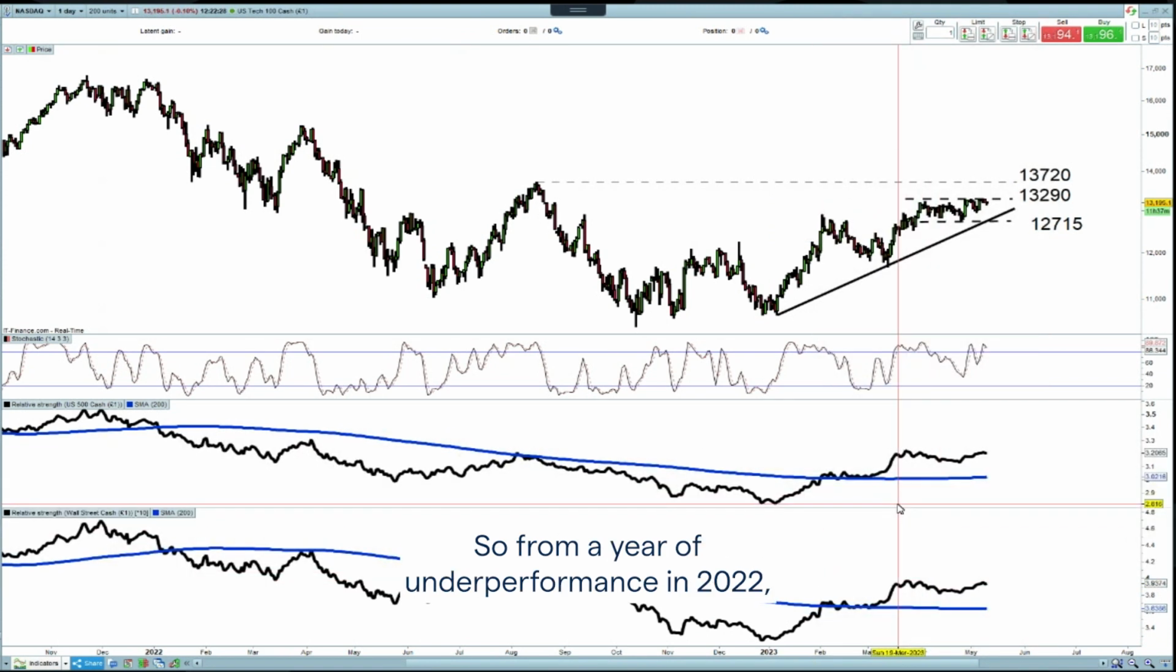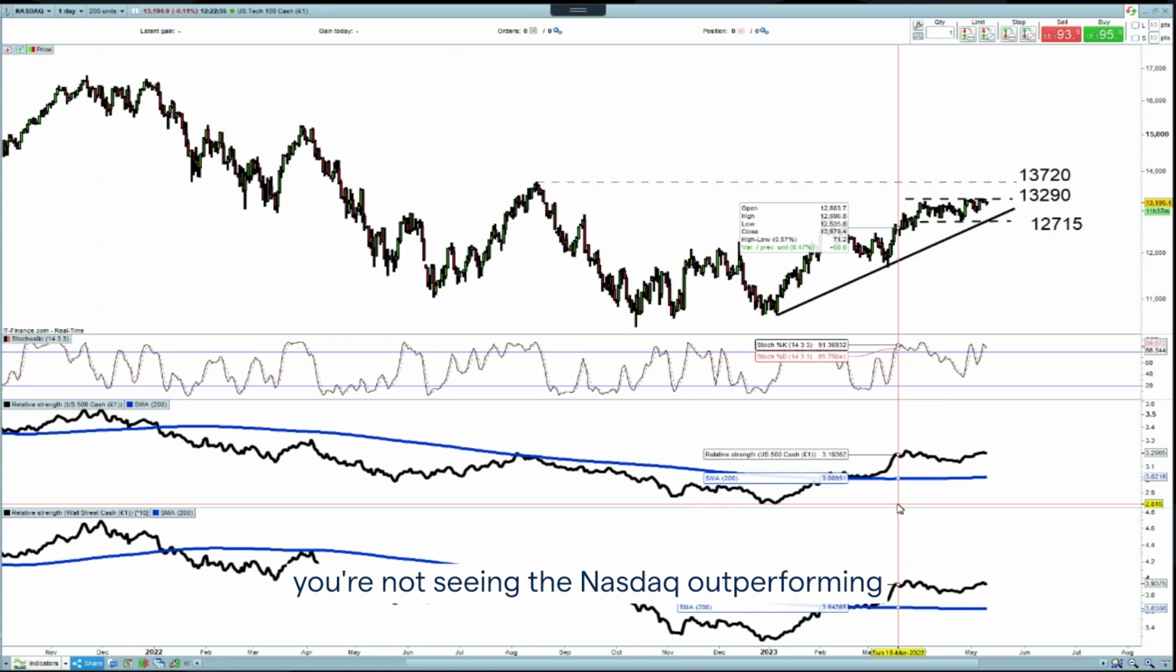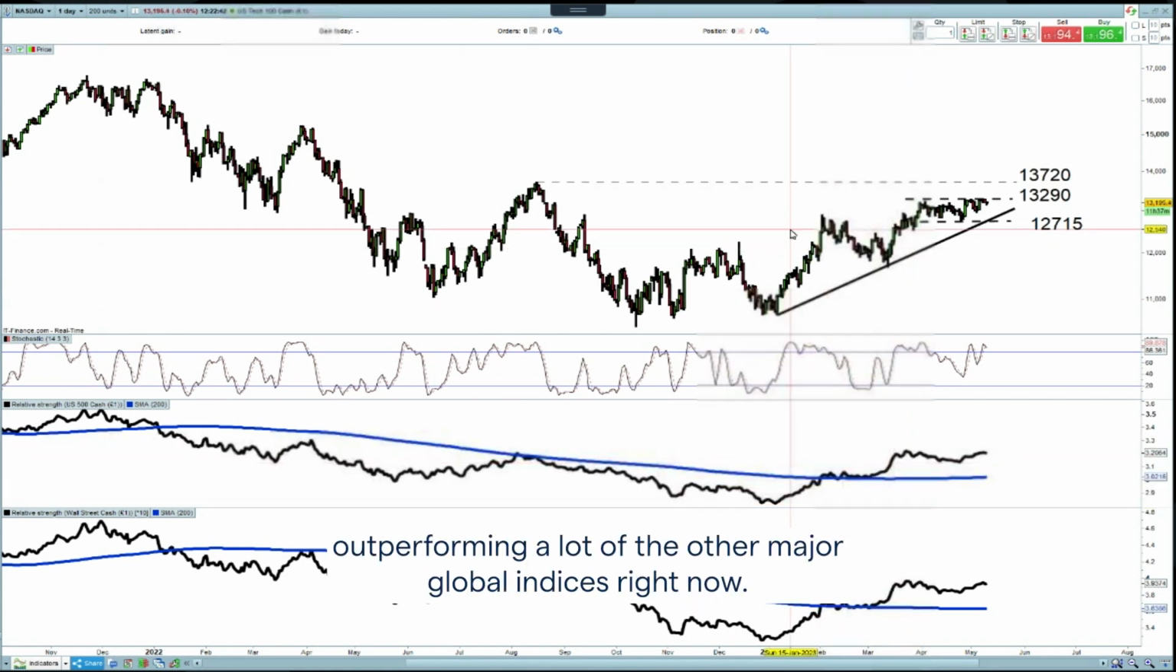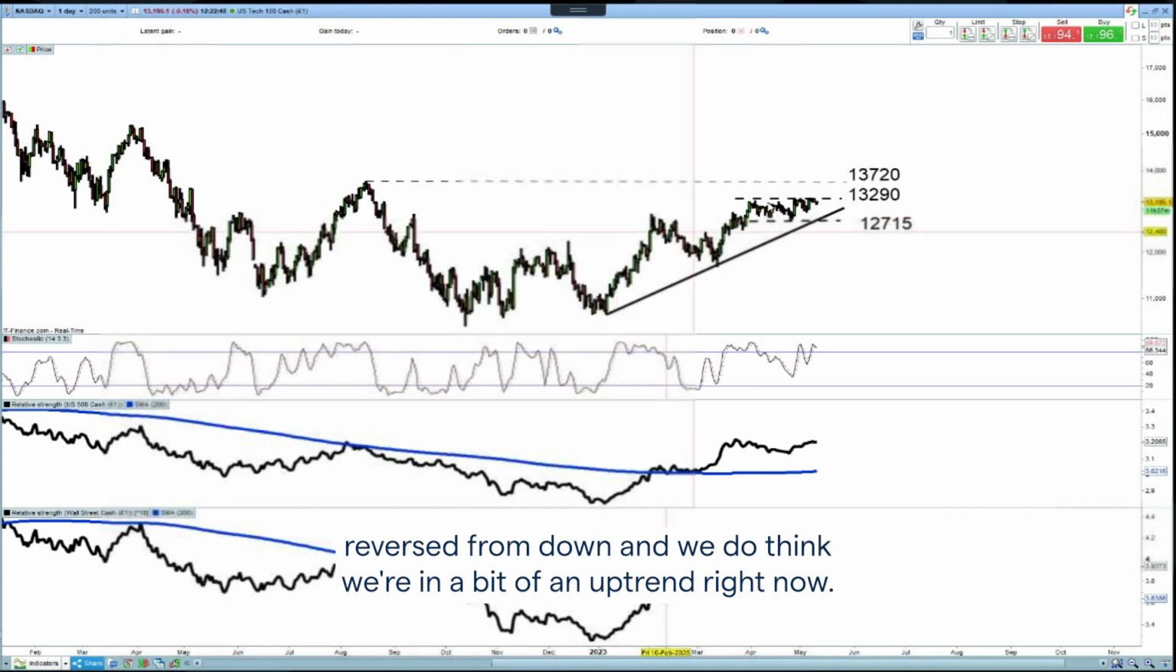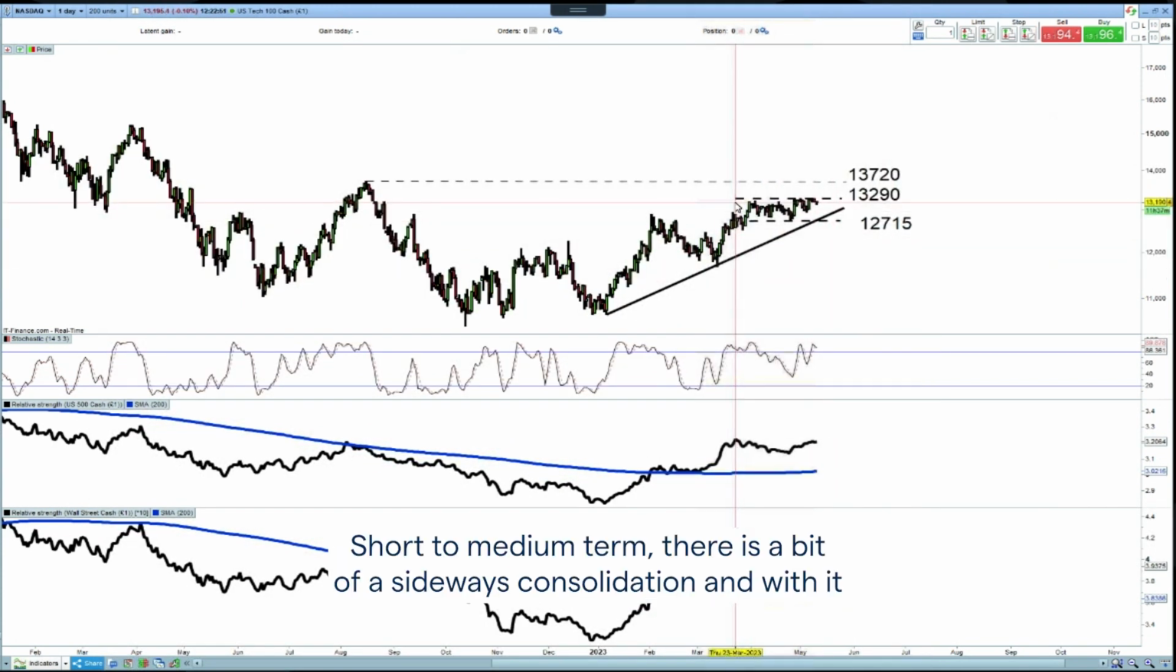So from a year of underperformance in 2022, we are now seeing the Nasdaq outperforming the other major US indices in 2023. But not only that, it is outperforming a lot of the other major global indices right now. So the longer term trend has reversed from down, and we do think we're in a bit of an uptrend right now. In the short to medium term, there is a bit of a sideways consolidation.